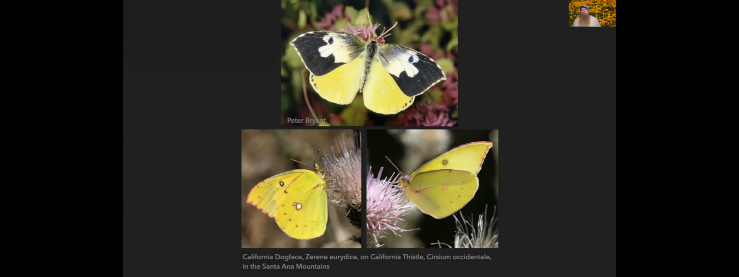Here is our state butterfly, the California dogface. There's a nice male up on top, and then on the left, there's a male with its wings closed, a female with her wings closed, nectaring from California thistle up on Modjeska Peak in the Santa Ana Mountains. They love purple flowers. You can see their proboscis in the photo. They're pretty good pollinators of this thistle, but mostly these thistles are pollinated by bees. But if you provide the flowers, they're going to come.